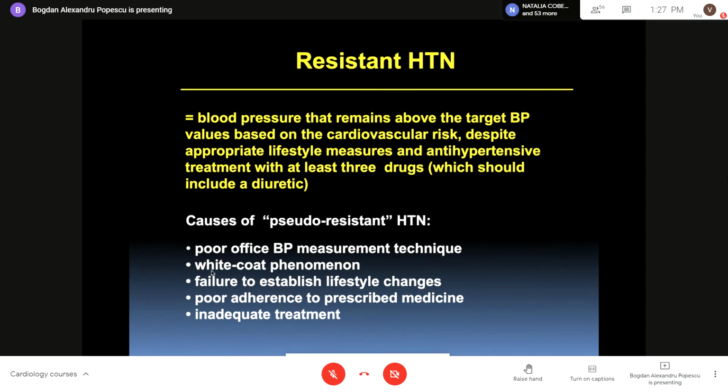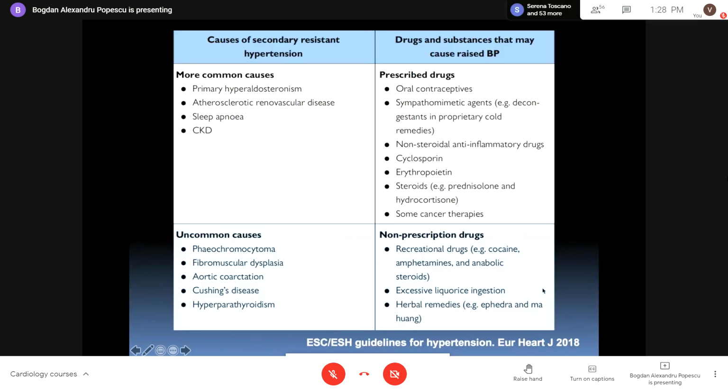Sometimes the patient tells you he did all it takes, but in fact he still drinks and eats salty and so on and so forth. It is usually important to also discuss with the family and see whether this is true, because the definition says despite appropriate lifestyle measures, okay? You need to assure that. Sometimes he doesn't take the drugs. So you see, I give you 3 drugs, maybe the patient doesn't take them. Maybe he forgets, maybe some other reasons. So you need to keep this into account the best way you can.